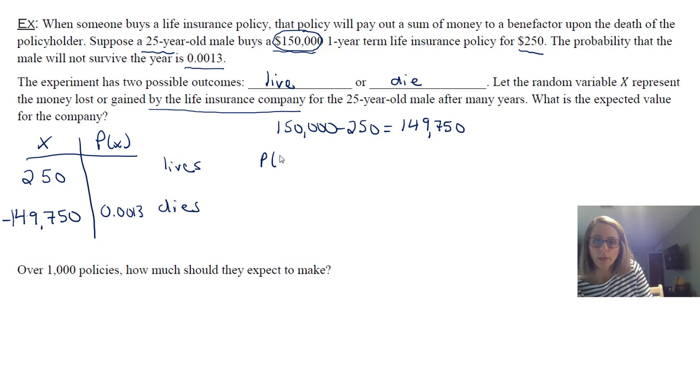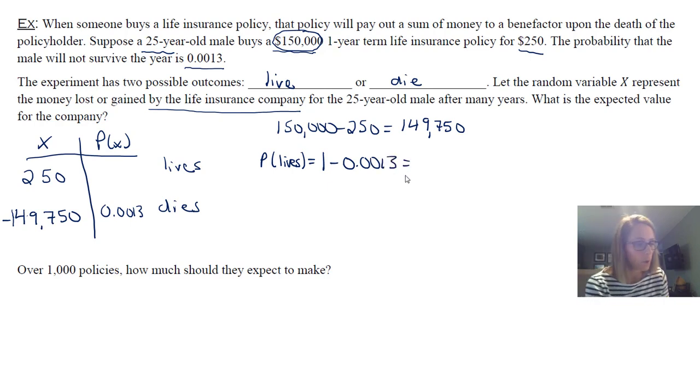And the probability that a 25-year-old male lives is just the complement of the probability that they die. So you can go ahead, pause it at any time if I do something and you're like, oh, I'm going to see if I can get that. But this is going to be 0.9987. So that's the probability that they live. So very, very high, as we can see.